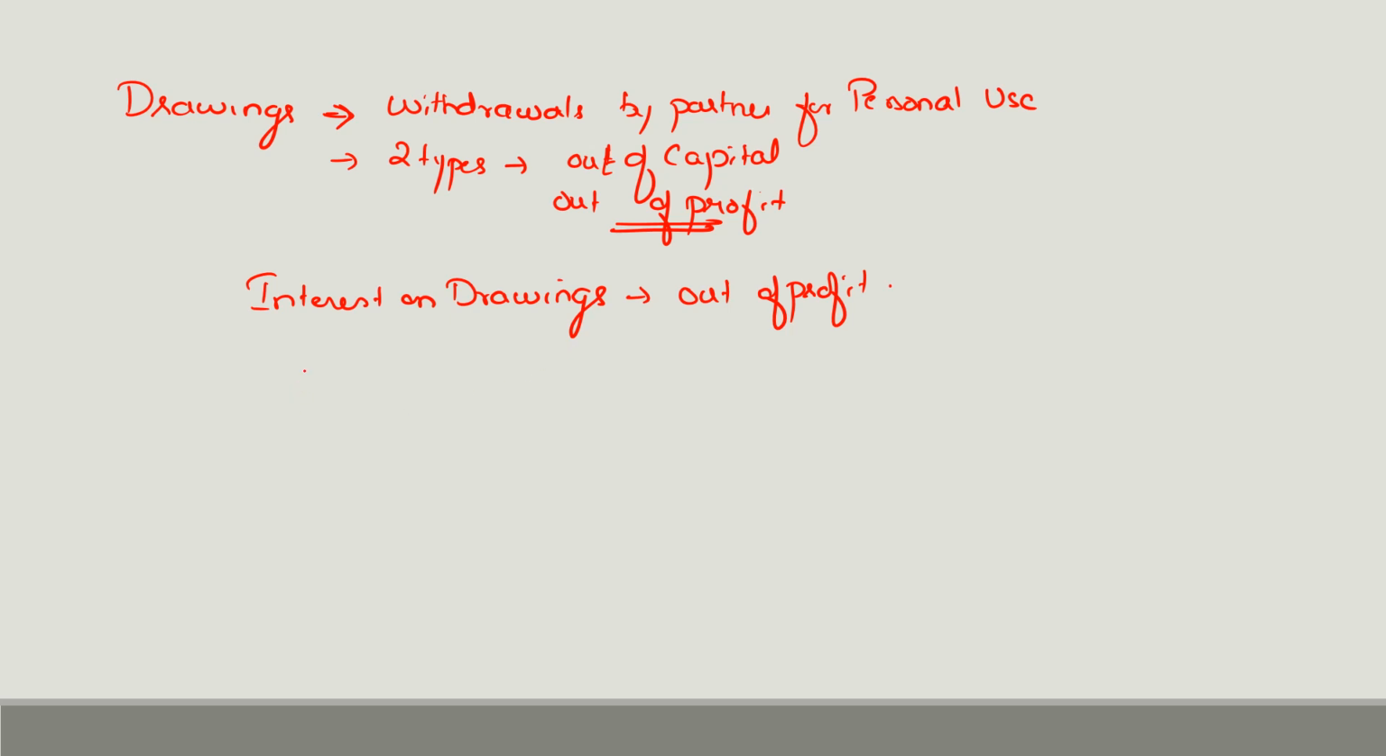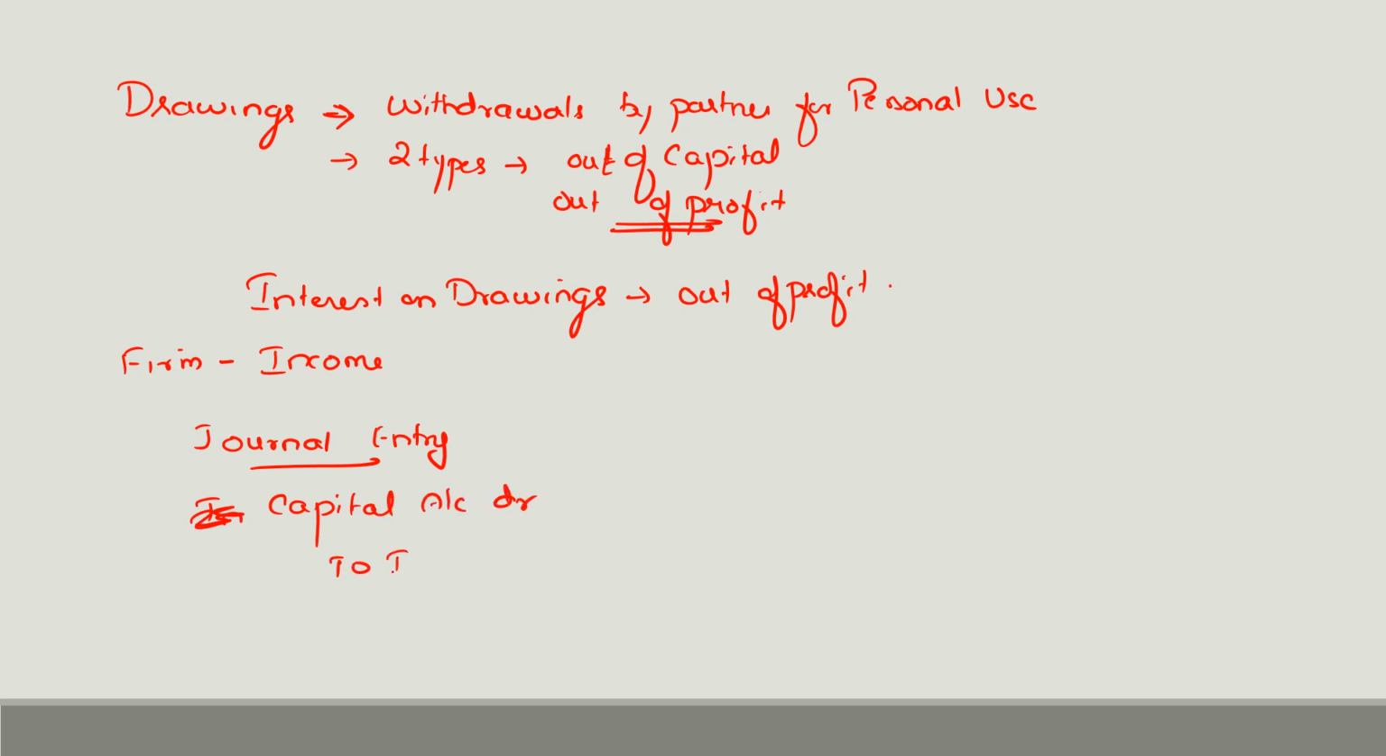Now this interest on drawings is charged by the firm. So it is going to be the income for the firm, whereas it is being collected from the partner. So it is going to be debited to the capital account of the partner. So therefore the journal entry that we would pass would be interest on capital account debit to interest on drawings account in the books of the firm, because it is income for the firm. It is credited here at whatever rate specified.